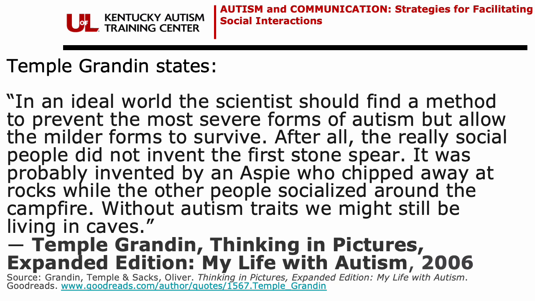Temple Grandin states, "In an ideal world, the scientists should find a method to prevent the most severe forms of autism, but allow the milder forms to survive. After all, the really social people did not invent the first stone spear. It was probably invented by an Aspie who chipped away at rocks while the other people socialized around the campfire. Without autism traits, we might still be living in caves." This was Temple Grandin, Thinking in Pictures, Expanded Edition, My Life with Autism, 2006.